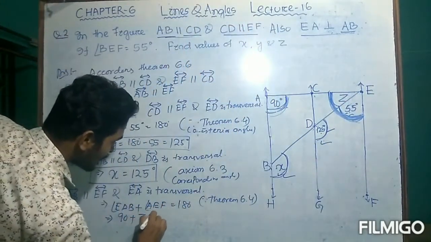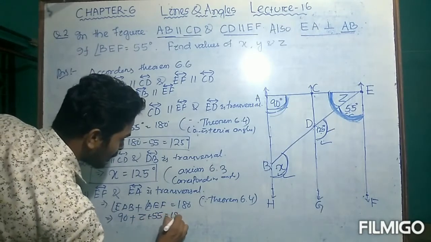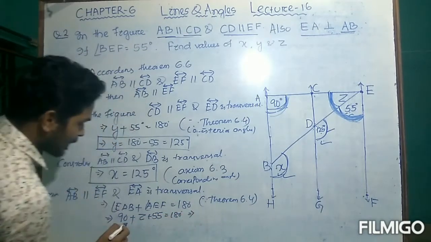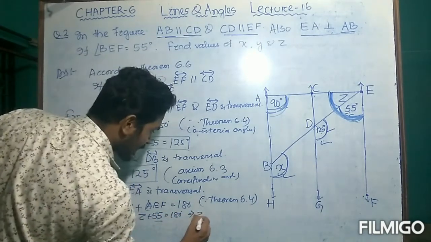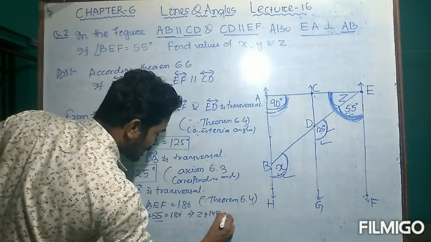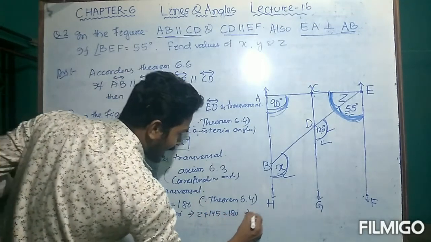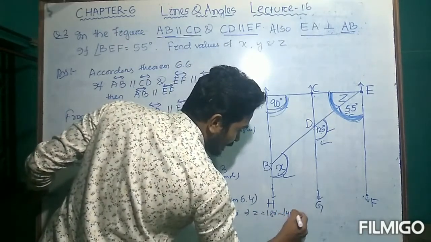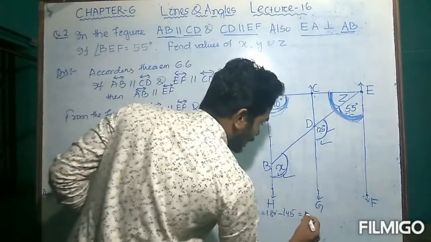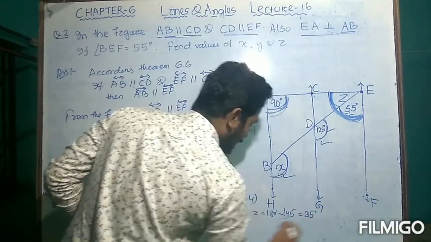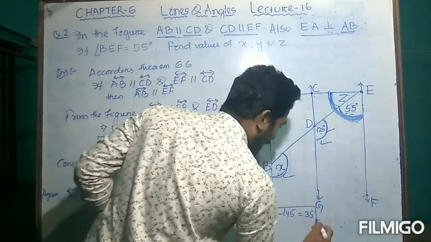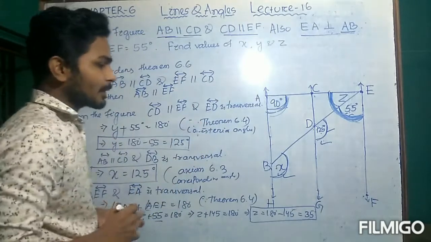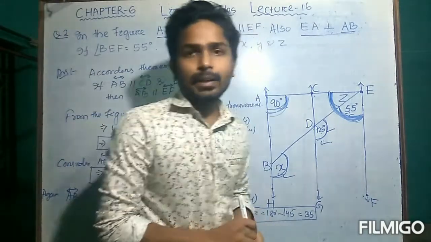So Z plus 55 is equal to 180 degrees. Implies these two should be added. So Z plus 145 is equal to 180 degrees. Now Z is equal to 180 degrees minus 145 degrees, which is equal to 35 degrees. Hence we find the value of Z is 35 degrees. Okay.